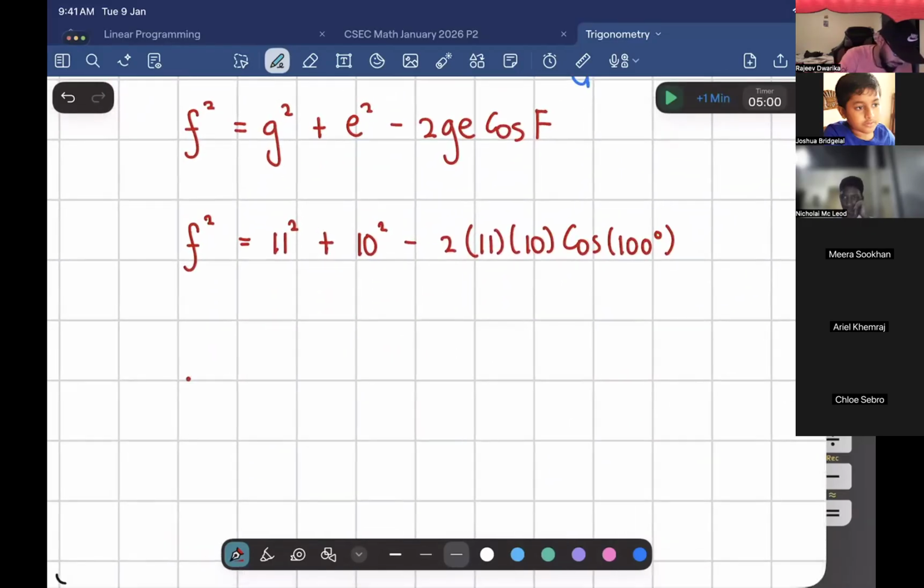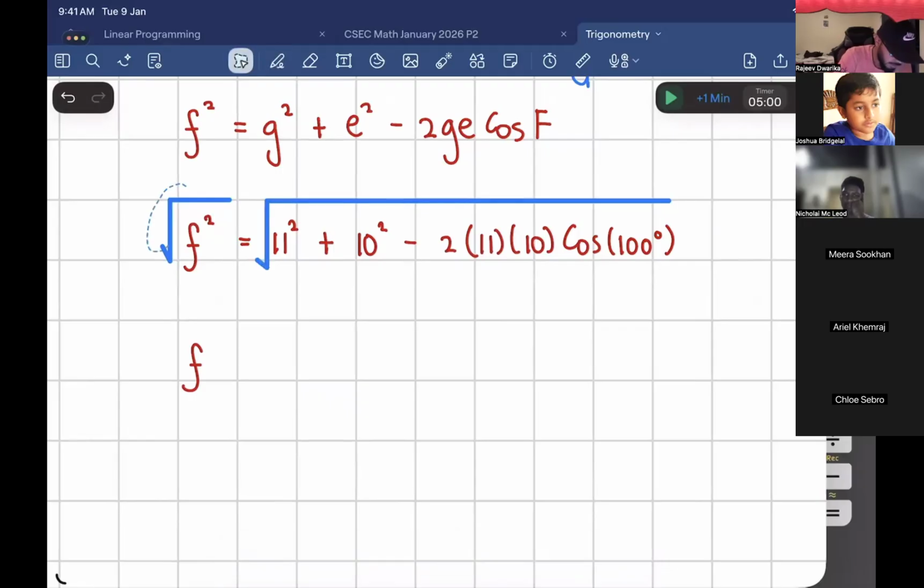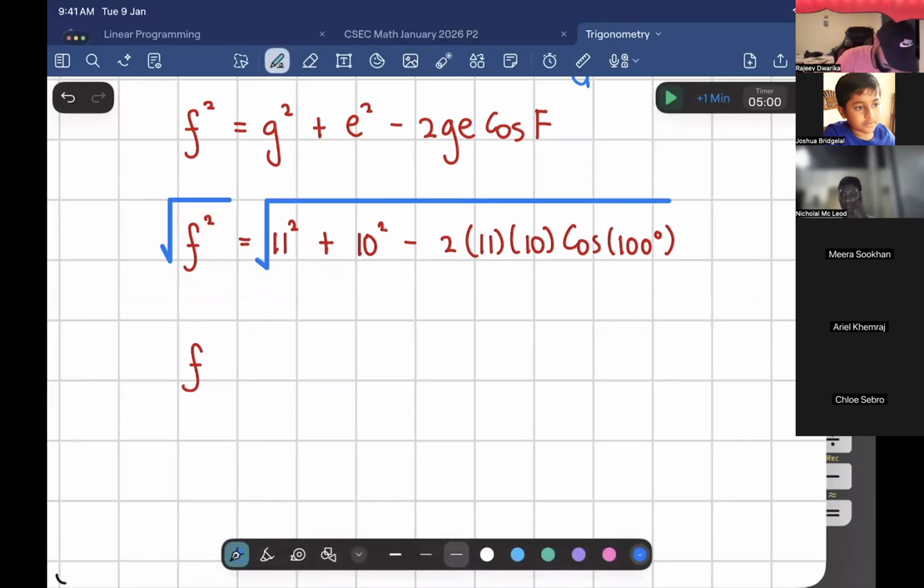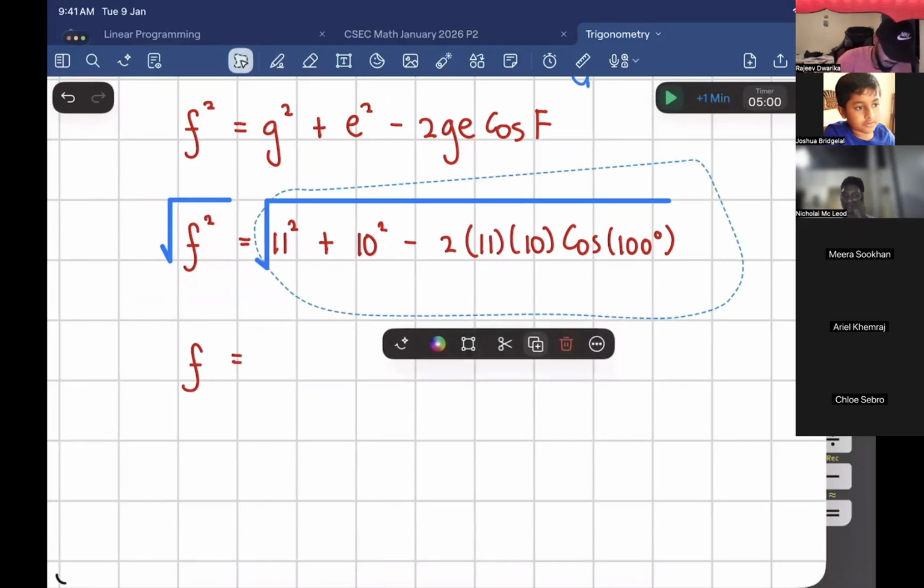So in the next line, you're going to find the square root on both sides. And when you do that, the square root and the square are going to do what to each other? They cancel. Not substitute. Substitute is when you make a replacement. The proper word is cancel. So F would be equal to the square root of this entire thing.